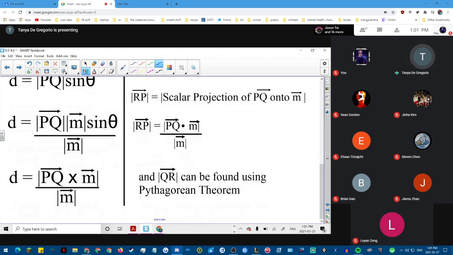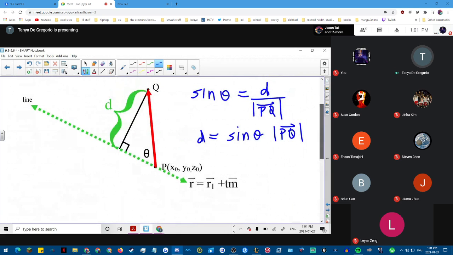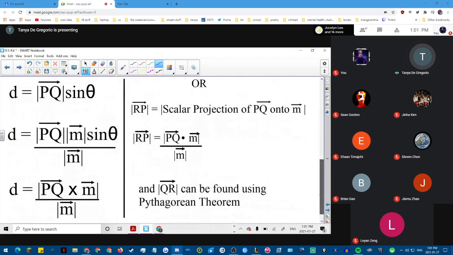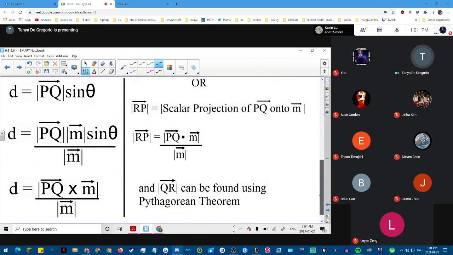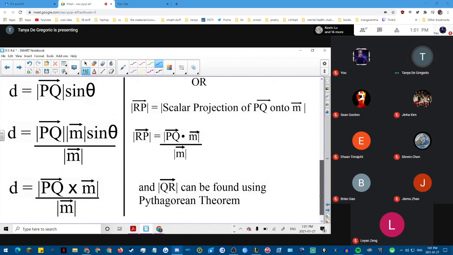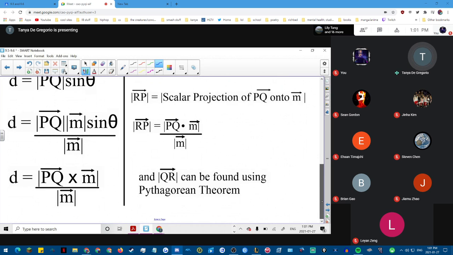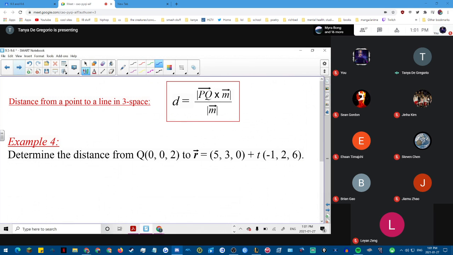Another way to look at it, if you're looking at the magnitude of RP, then it's your scalar projection of PQ onto M, and then it's your dot product divided by the magnitude of M. And QR can be found using the Pythagorean theorem once you know RP. Are there any questions? So this is the formula you're going to be using for distance from a point to a line in 3 space: PQ crossed with M divided by the magnitude of M, of course.